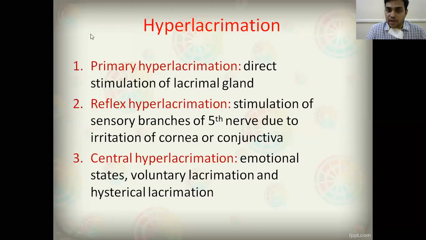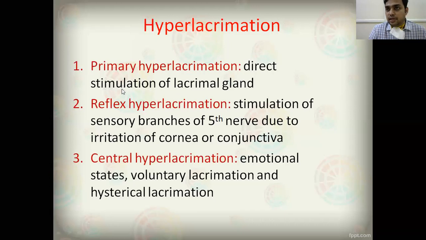So I will start with hyperlacrimation. There are 3 types of hyperlacrimation. First one is primary hyperlacrimation. It is due to direct stimulation of the lacrimal gland. Because of the direct stimulation of the lacrimal gland, it secretes more aqueous fluid, thereby increasing the amount of water in the eye.